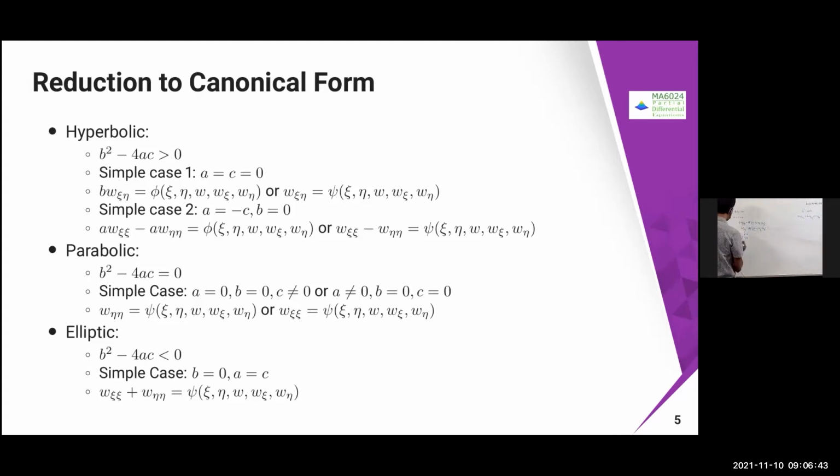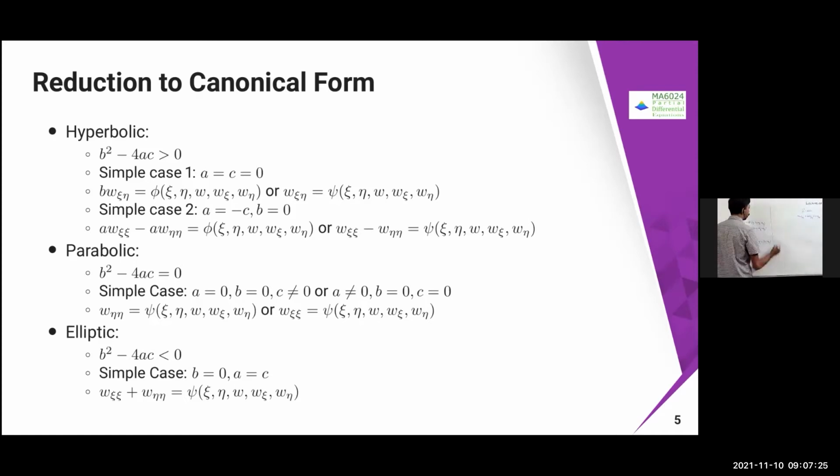So in that case, this is going to become like a w chi chi minus a w eta eta. Okay, because b is 0 there. So equal to some pi of chi, eta, w, w chi, w eta is going to come. Or I can remove this one and put some other function psi, or I can just simply write this again. So this is the parabolic hyperbolic case. We'll solve simple problems, and then we'll see what the solution is going to be.